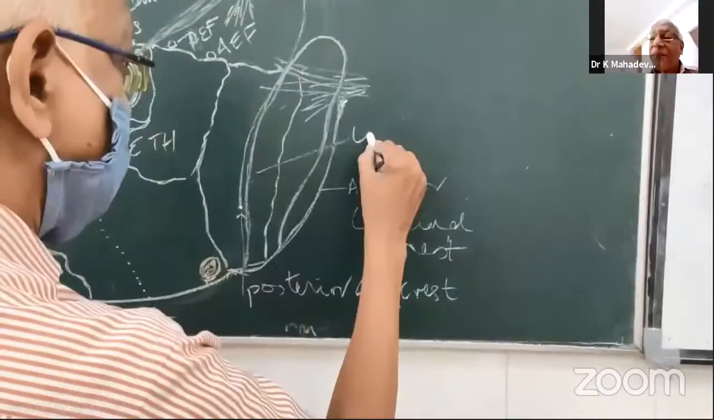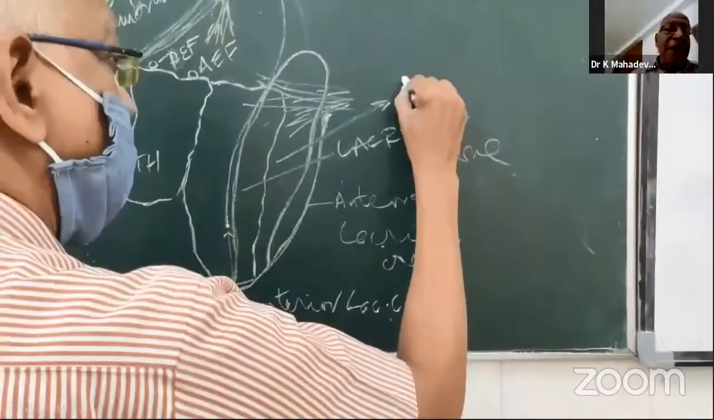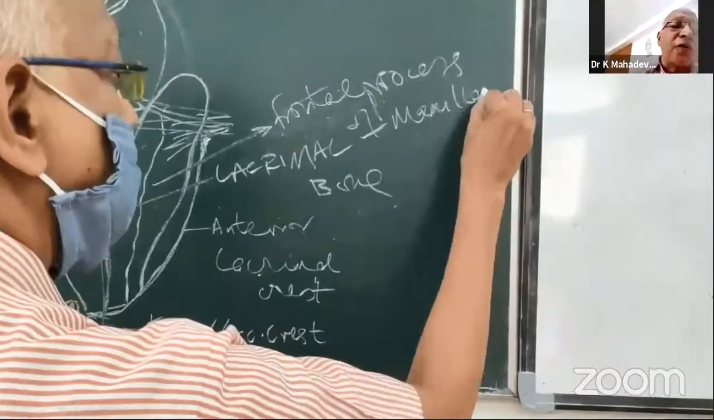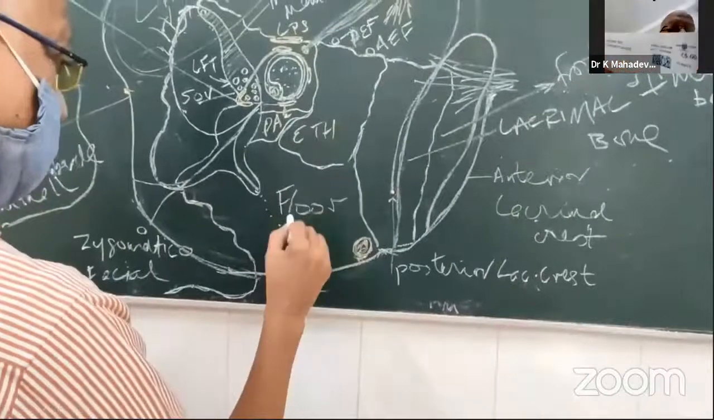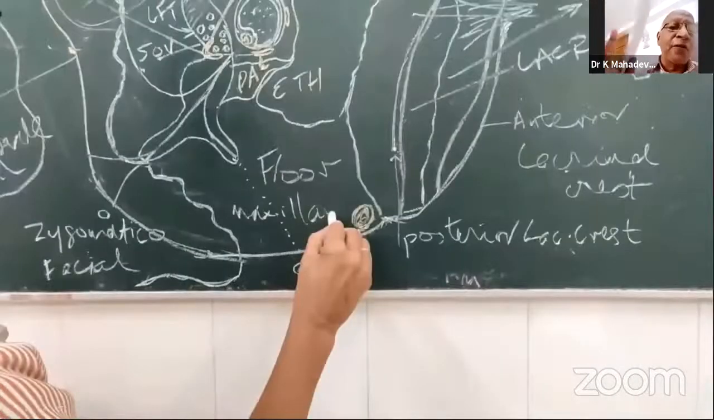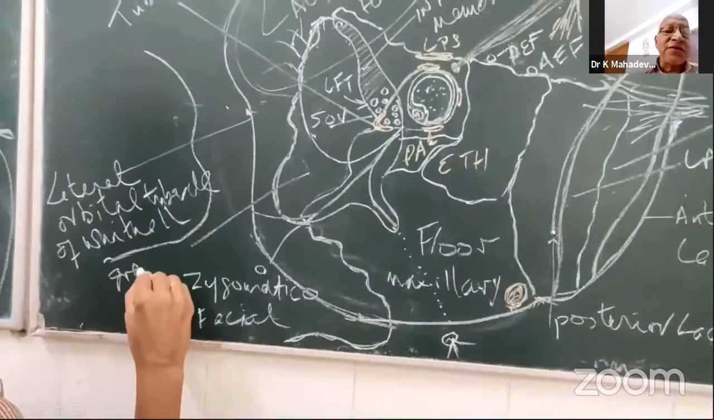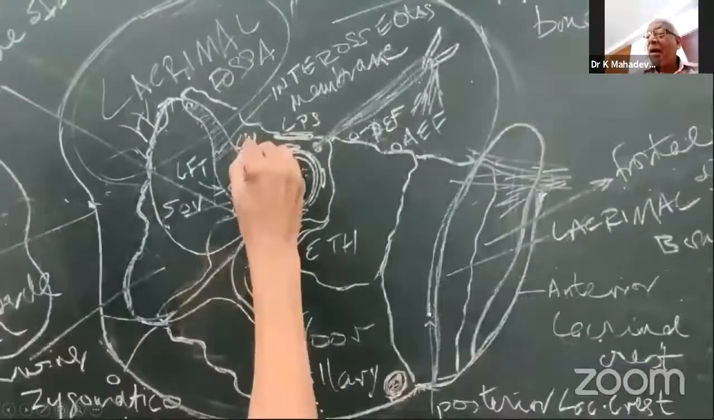See, this is a very composite diagram. You can display all the walls of the orbit through this one diagram: the roof, floor, the apex, the medial wall, the lateral wall. Everything can be displayed in one diagram. So if you are asked a question on any of these structures, you simply draw this one diagram and label the parts well. That is all.